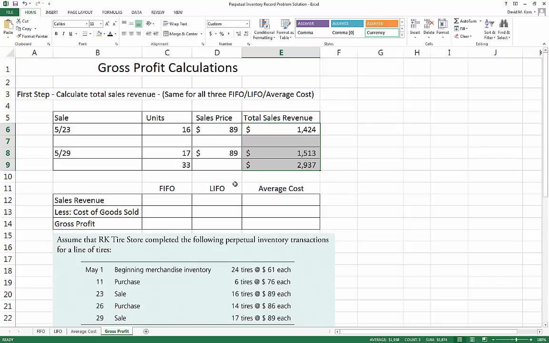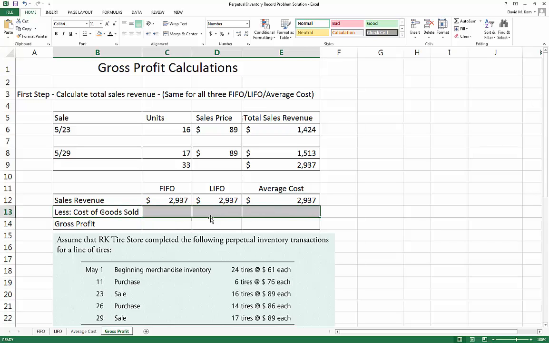So we can go ahead and put the 2937 in across the board here. There's no difference again in that amount. That will not change. Where it will change will be these numbers here, cost of goods sold. Remember, to get our gross profit, you think back to the income statement. That's the multi-step income statement. For a merchandising business, we take our sales revenue minus our cost of goods sold to get our gross profit. So now we need to take the numbers that we found on our inventory records and put them in here.